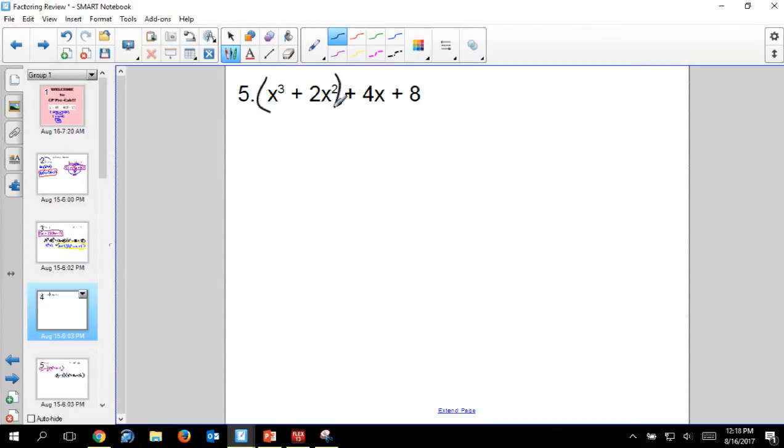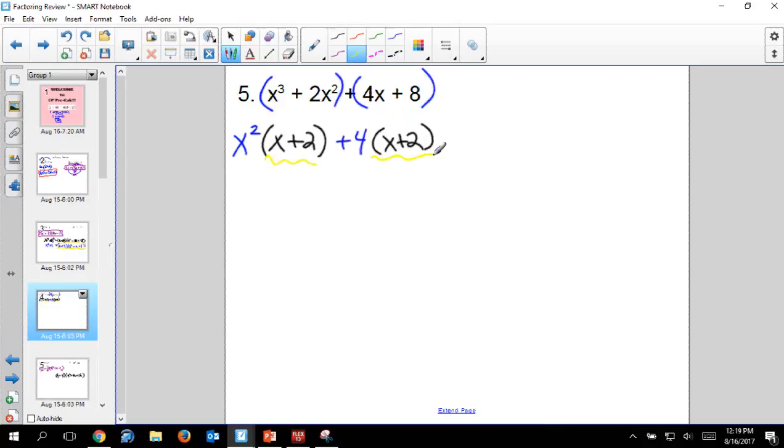So the first thing we're going to do is group the first 2 terms and the last 2 terms. We're going to make groups, and you're going to factor out the GCF from each group. So we're going to factor each group. In this group, I'm going to take out x squared. I'm left with x plus 2. Second group, I'm going to take out 4, and I'm left with x plus 2.